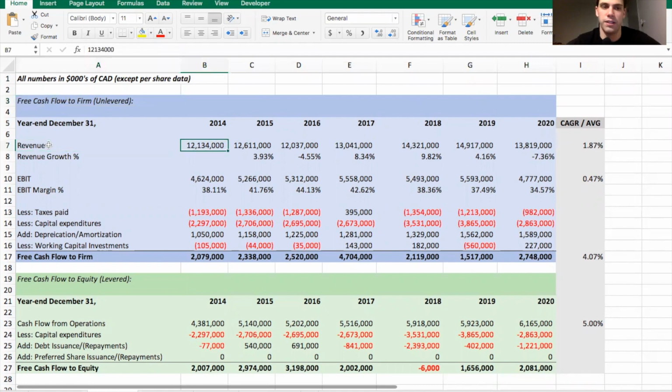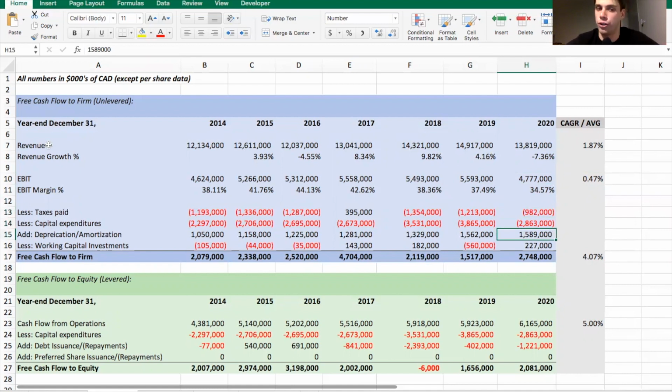So the way you calculate them is, I've got revenue here, but for free cash flow to firm, you take EBIT, which is earnings before interest and taxes. You then take out the taxes paid. You then deduct capital expenditures, and then you add back depreciation and amortization.